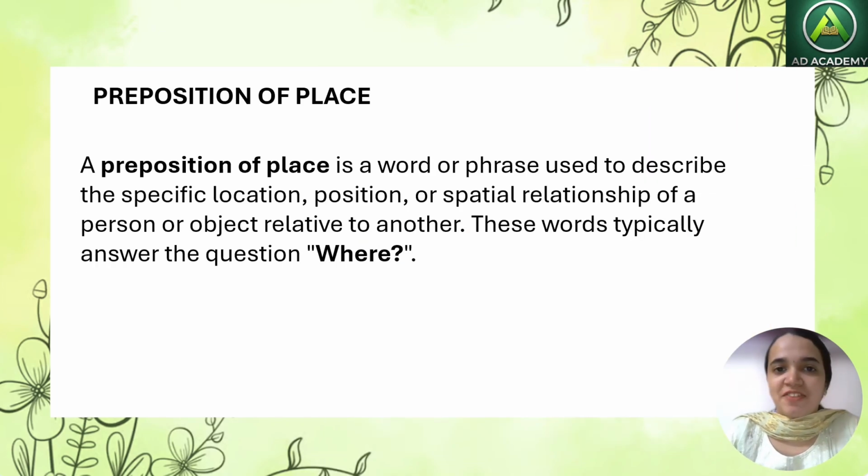We can check the classification of prepositions. The first one is the preposition of place. The name itself suggests where something is placed, and it answers the question where. We can check the definition. A preposition of place is a word or phrase used to describe the specific location, position, or spatial relationship of a person or object relative to another. These words typically answer the question where.